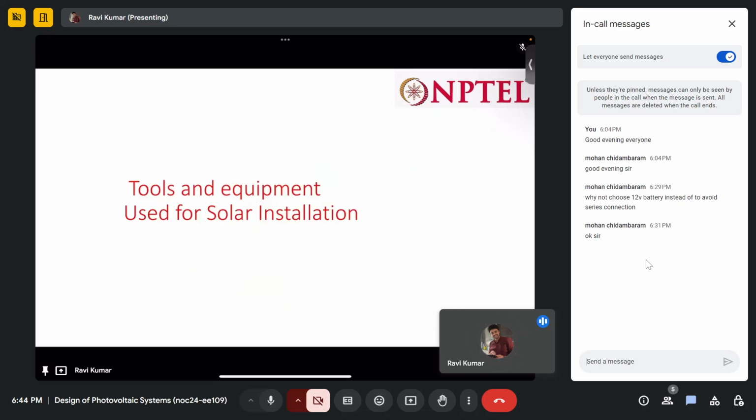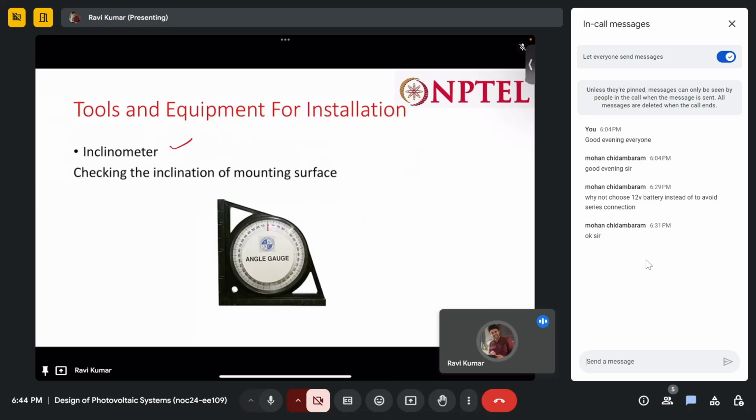Okay, now we will see some tools and equipment which we use for solar installations. First of all, we need to identify the inclination, so for this we have an inclinometer. This is an angle measurement device, because while putting a PV module at a particular tilt angle, we need to measure the angle. So usually we utilize this device to check the angle.